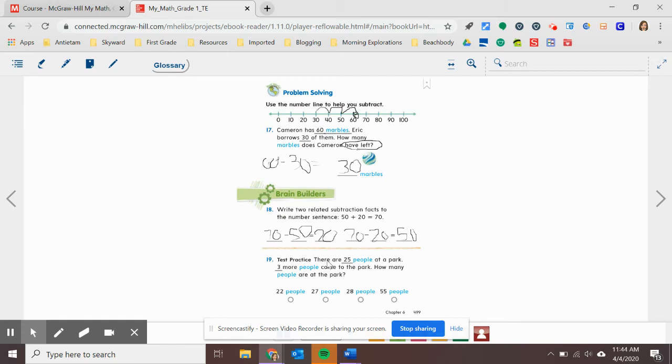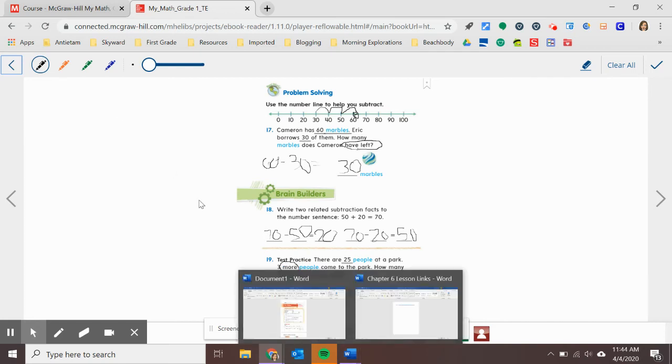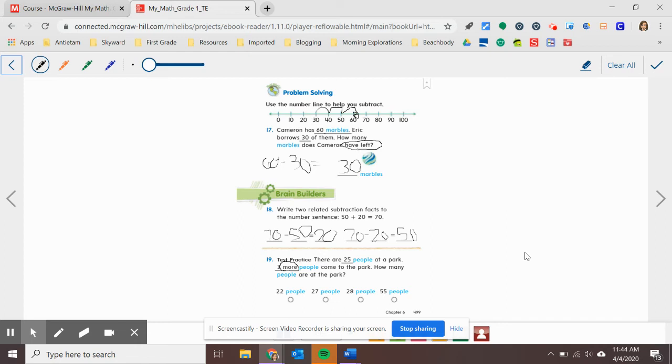So I'm going to reread to figure out what I need to do because honestly, I don't see any important words in this. It says there are 25 people at a park. 3 more people come to the park. Oh, guess what, first grade? There is our important word. That word more. So I'm going to circle the word more. Now it says 25 people were at the park and 3 more people come. So what does that mean we're going to do? We're going to add or subtract. When I think of that number more, I know that that means that I'm going to have to add. So I'm going to write my addition sentence right here.